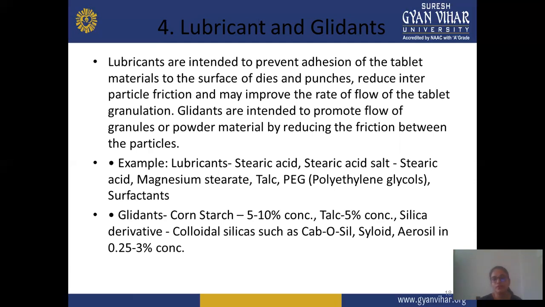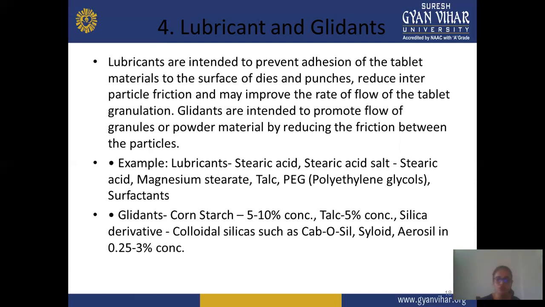Next, glidants are intended to promote flow property of the granules or powder material by reducing friction between the particles. Glidant also improves flow property, but it promotes flow of the granules or powder material during formulation, when you are adding all the excipients. So glidant and lubricant are similar, but lubricant is used during compression or after granulation to reduce adhesion or interfacial tension or interparticle tension between the die and punches.